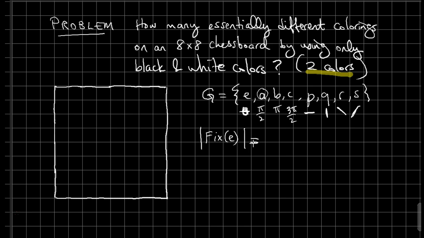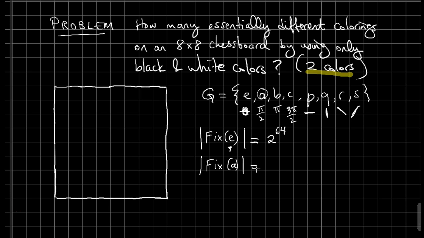Because this is an 8x8 chessboard, we have 64 little squares here, so each one has two different ways we can color. So 2 to the 64 different patterns, colorings, are all fixed under the group member E. Now the harder case, the fix of A, rotation by 90 degrees. If we can figure out what's going on here, pretty much the rest is obvious.